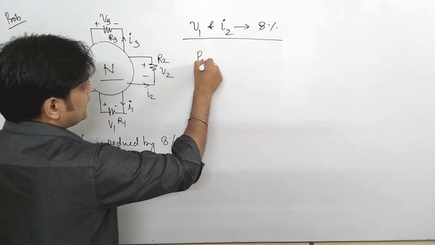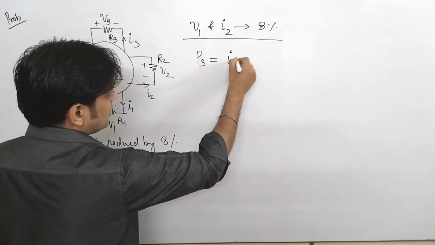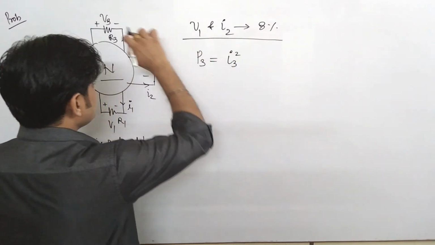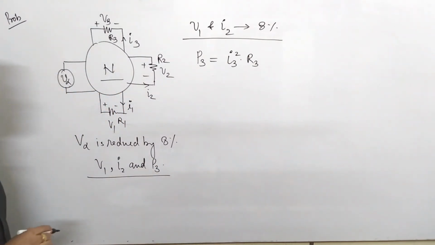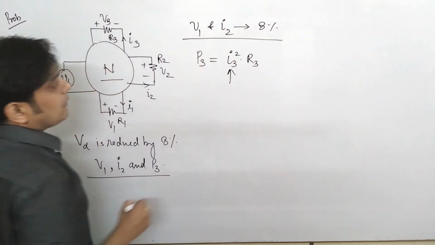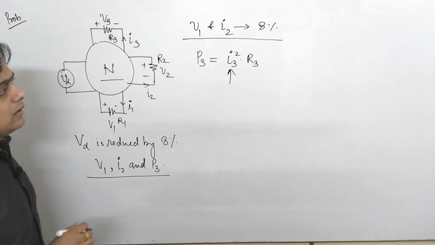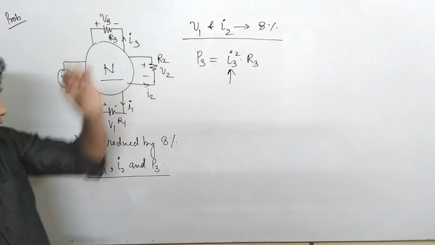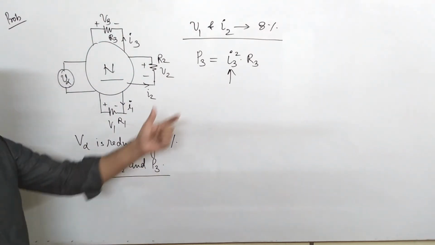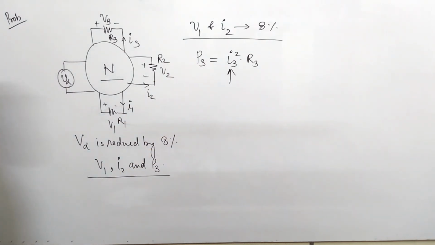But if you talk about P3, P3 is the power, and power is I square R. If I3 is the current flowing here, it is I3 square into R3. Since power is a square function of current, you have to find the percentage change in the power. As we said, when we reduce V alpha, V1 and I2 also get reduced, but how the power will change, we have to find with the help of this function.